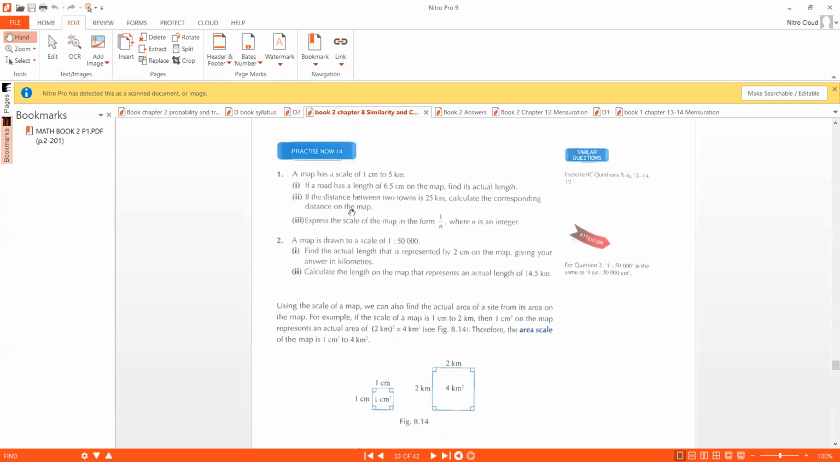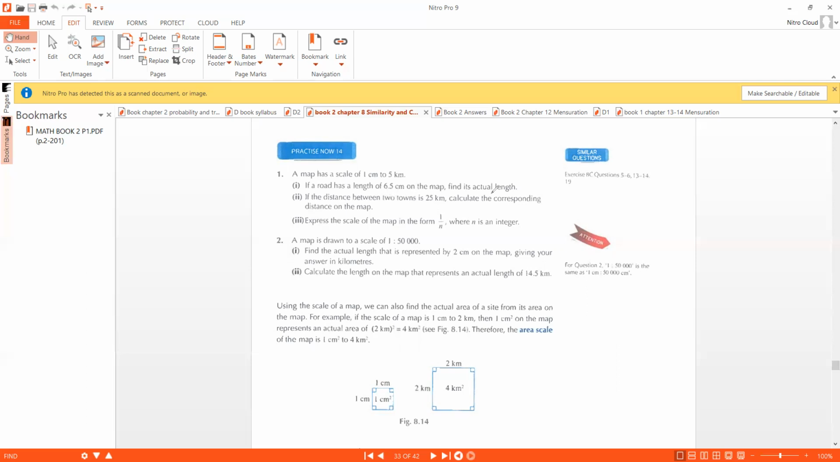So a map has a scale of 1 centimeter to 5 kilometers. So the scale is already given to you. What you need to do is look over the values over there. The 25 kilometers is given to you in part 2, and in part 1, 6.5 centimeters is given to you. That is the important thing to understand.